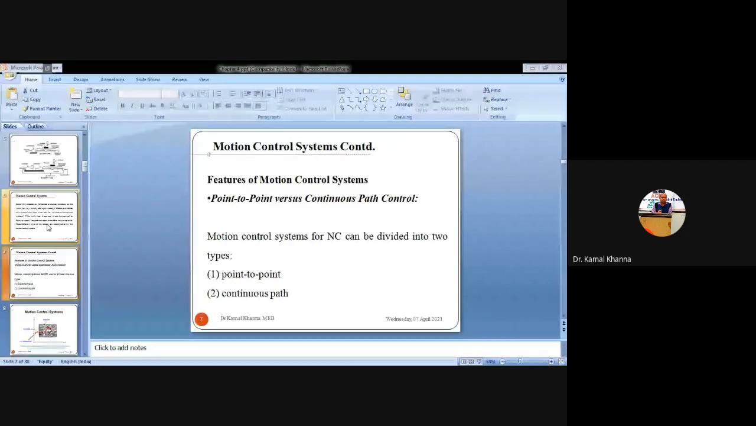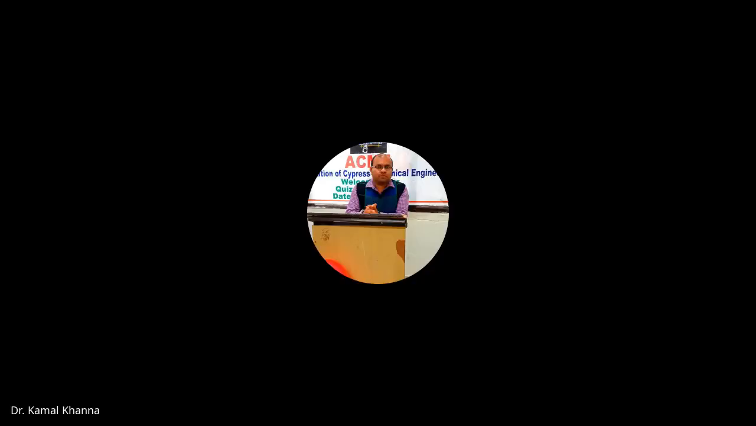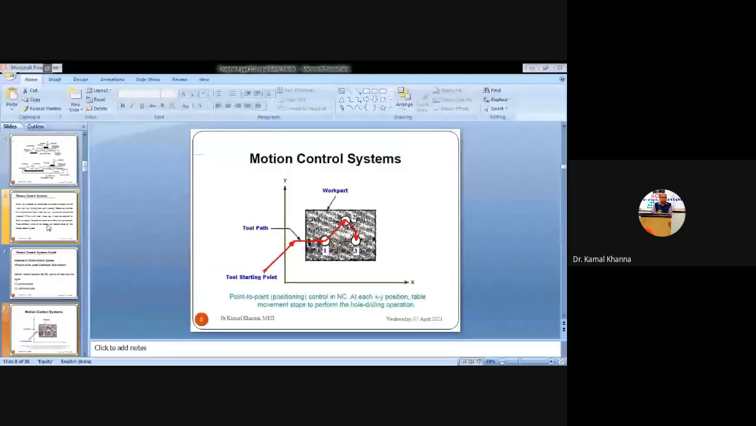And these are the motion control systems for basically the numerically controlled machines. The first one is point-to-point positioning in the NC system. You can see we have this rectangle and you have to perform three operations on three points. That is, you have to make three drills at three points. Let us say we have 1, 2, and 3. There are three points and you have to perform three hole drilling operations.